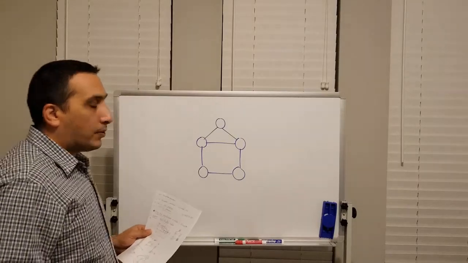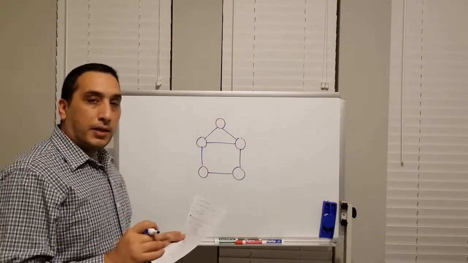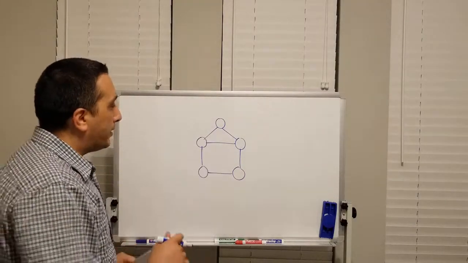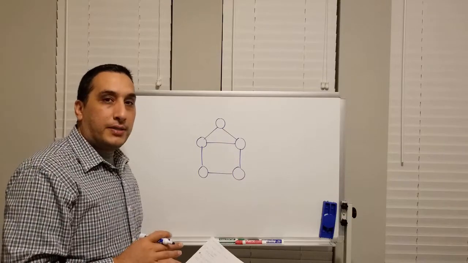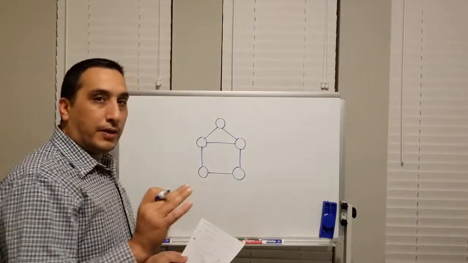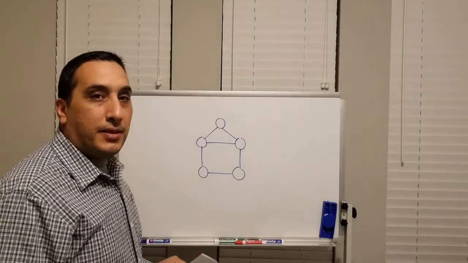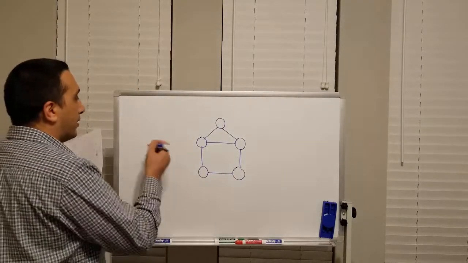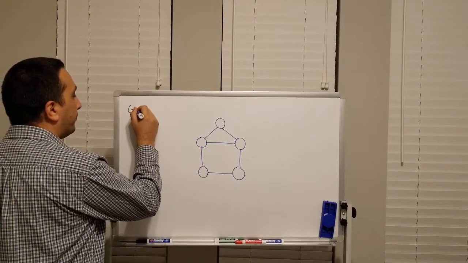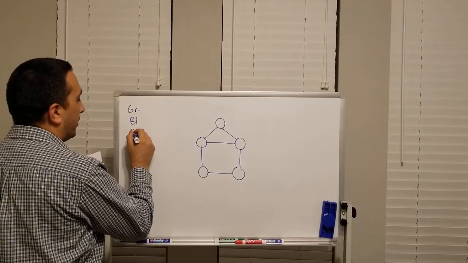And what we want to do is assign a color to each vertex in a way that any adjacent vertices can't have the same color. So let's assume we have 3 colors that we want to use to color the vertices in this diagram. And these colors are, let's say, green, blue, and red.